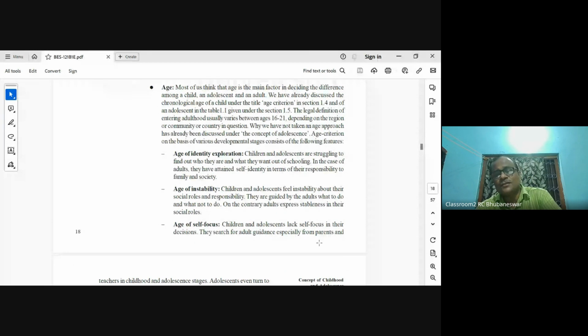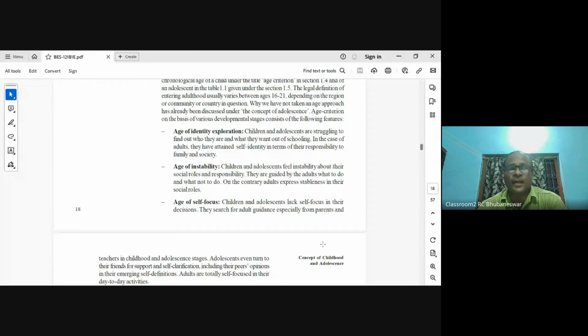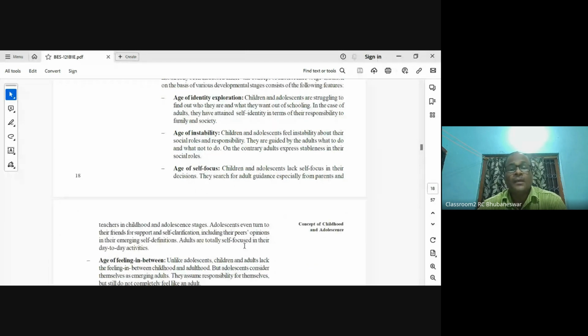Similarly, children and adolescents lack self-focus in their decisions because they cannot take the right decision. Most parents take decisions for them. They search for adult guidance, especially from parents, teachers, and other elders of the family. Even at the age of 25 or 30, some still depend upon their parents. They cannot decide where to go for an interview or what education to continue. So parents' decision is required. This is the age of self-focus.